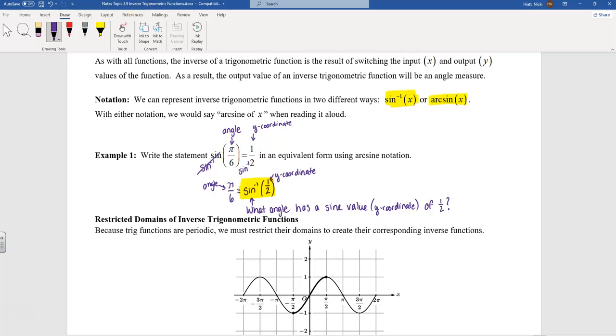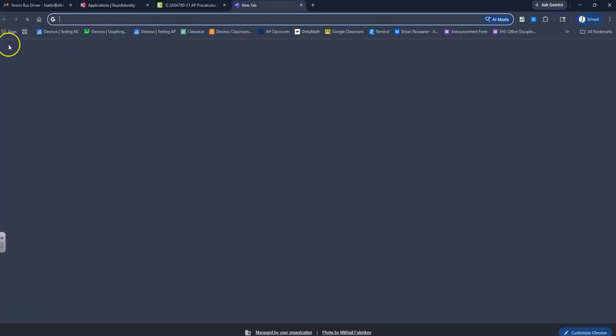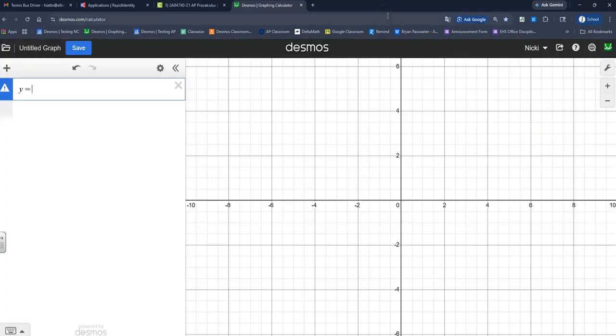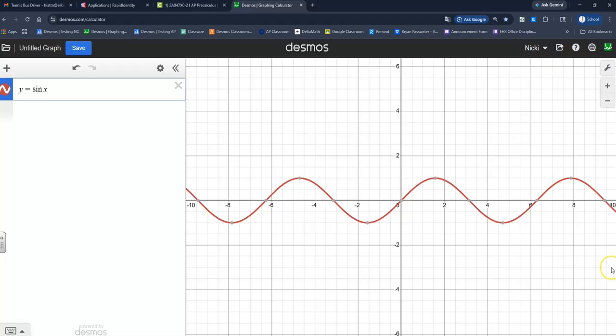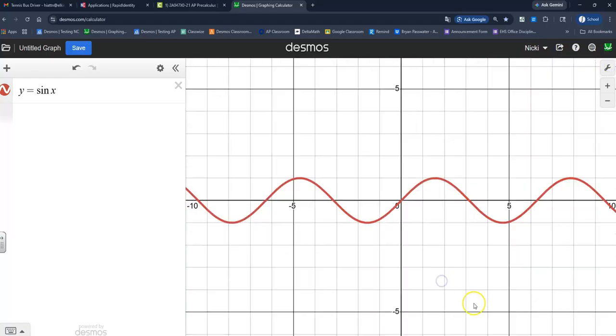inverse trig has a problem, because I'm going to pull this up over here in Desmos real quick just to show you what goes on. I can graph y equals sine x. That gives me this wavy graph right here, right? Well, if I switch the x and y's on this, and let me ask you this first: sine of x, is that a function? How do we test functions? Vertical line test. Sine of x passes the vertical line test just fine.